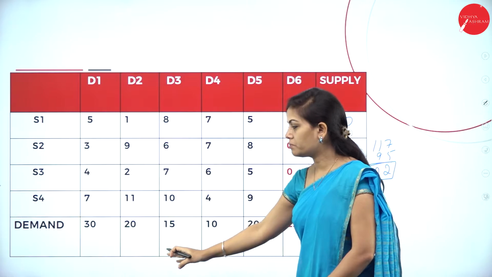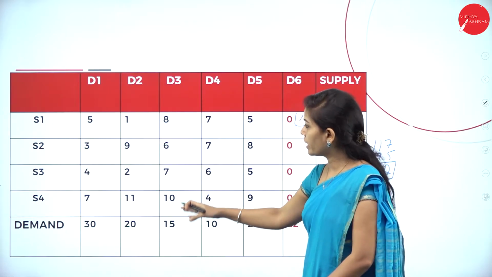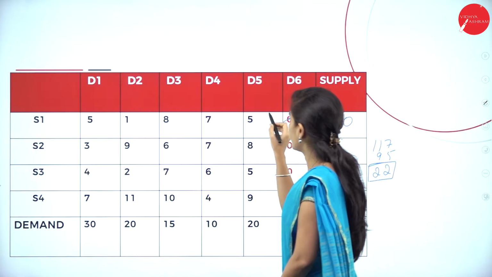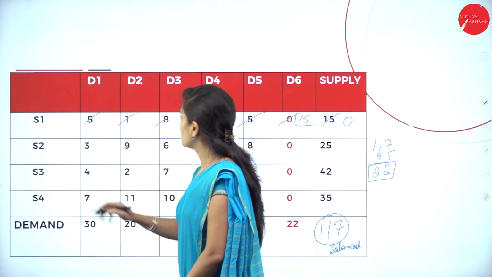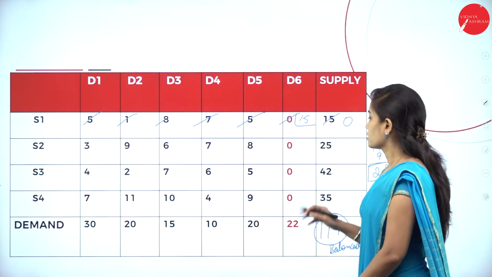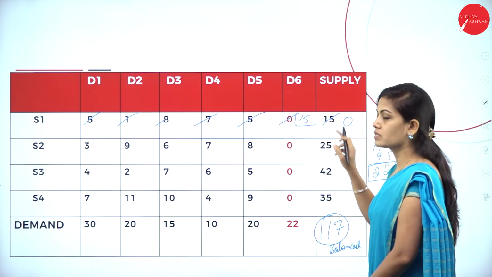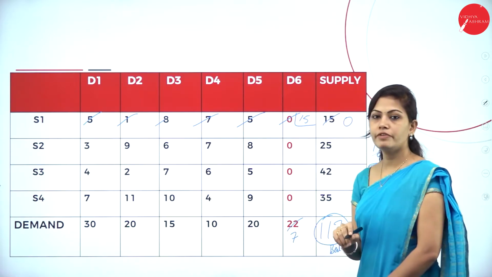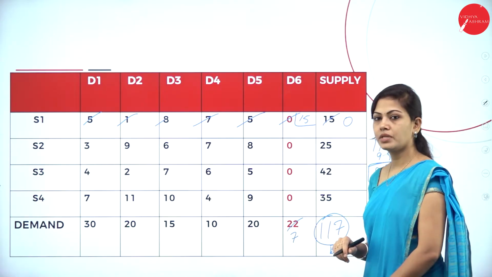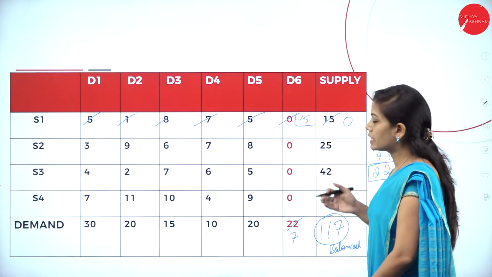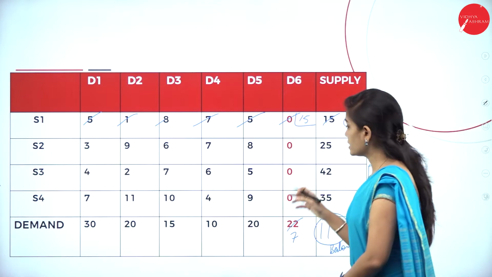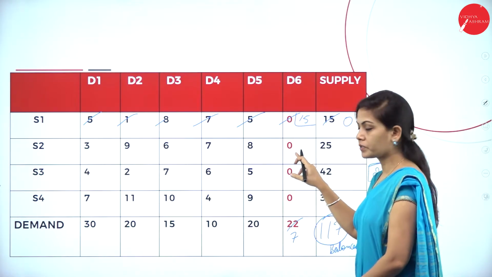If your demand value is 0, you can cancel the entire column. If your supply value is 0, I will cancel this row. Now 22 minus 15 is 7, so we still have 7 rupees in demand. Now I will consider the next least value, which is again 0.